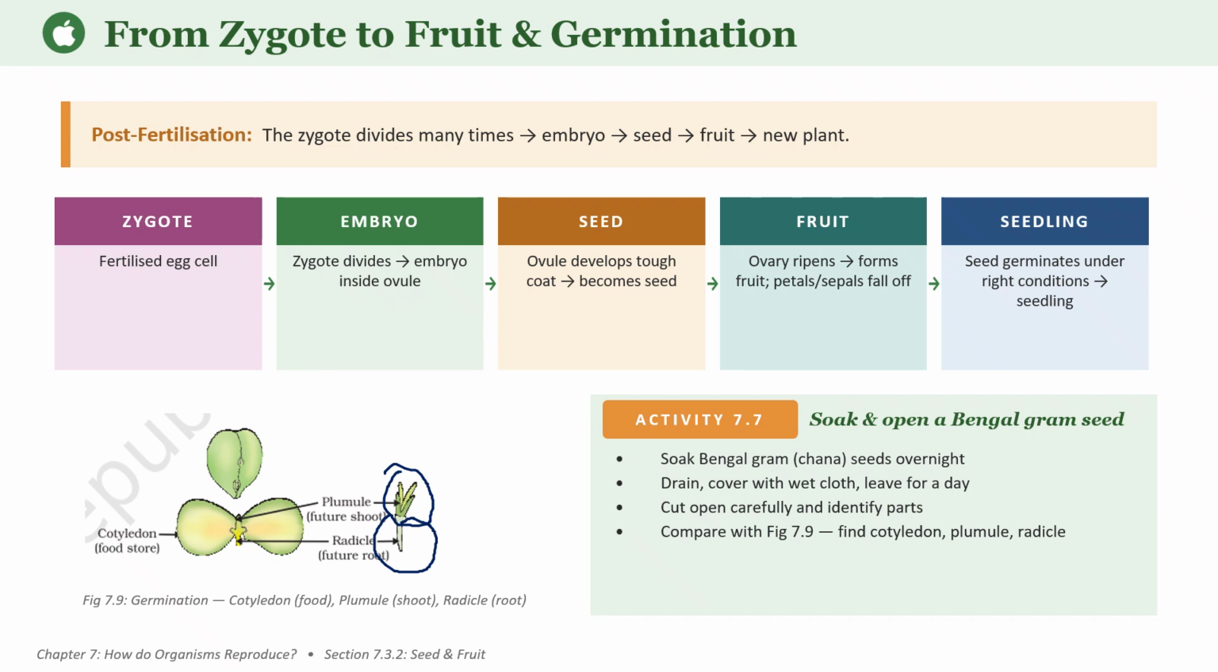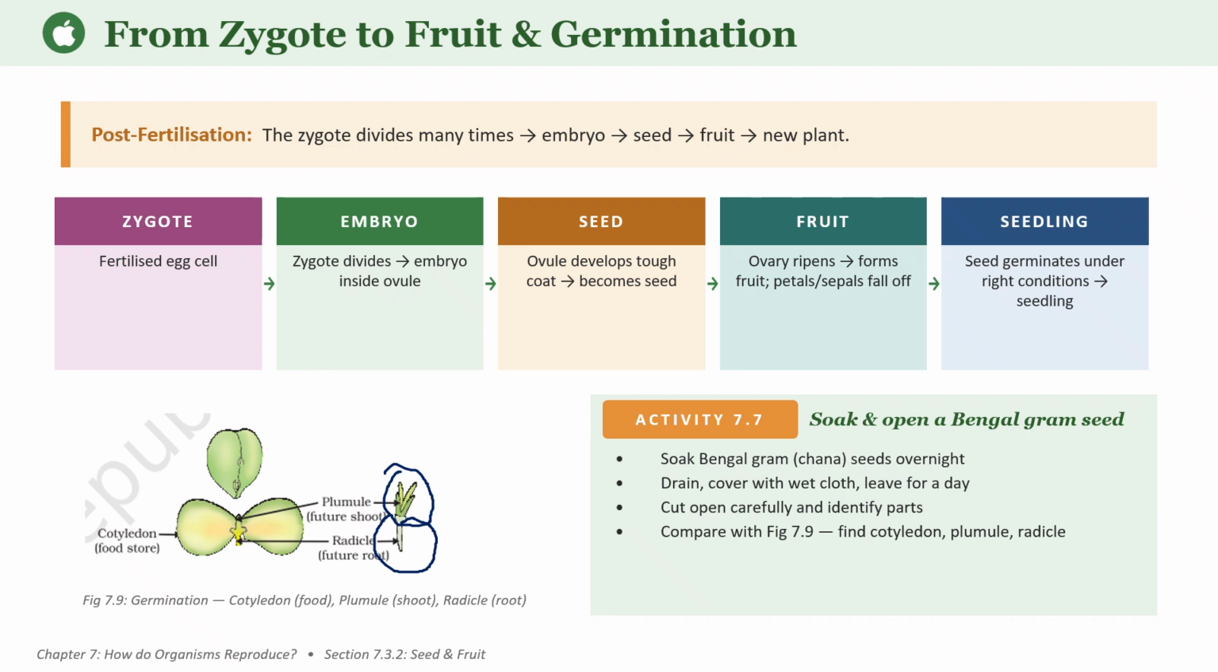And next is the seed. The ovule develops into a seed. What is its function? It protects and nourishes the embryo. And next it forms the fruit. The ovary ripens and develops into a fruit. What is its function? It protects the seeds and helps in seed dispersal, like in plants such as mango, tomato, and guava.